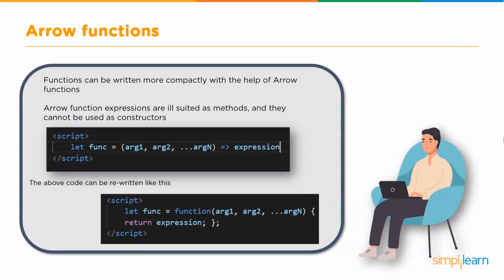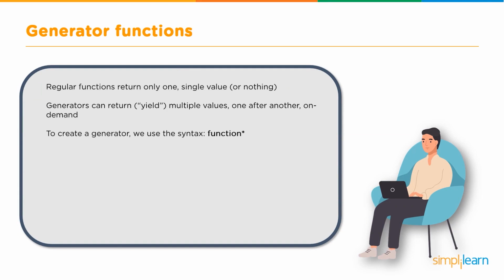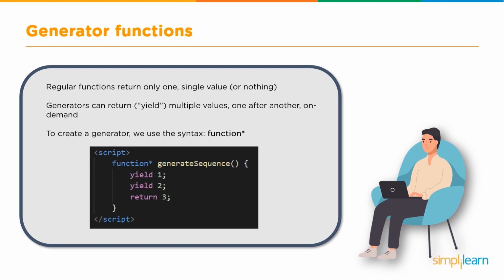Moving on, let's look at the generator function. Now, regular functions typically return only one value, right? Or a single value, or sometimes even nothing. But a generator function can return multiple values. And the speciality is that it can do it so on demand. Alright, now to create a generator function, we make use of an asterisk. So an asterisk indicates that the function is a generator function. So here you can see that we have a function followed by asterisk, and we've created a function called generator sequence. So here you can see we have the asterisk after the keyword function followed by the name of the function, right?